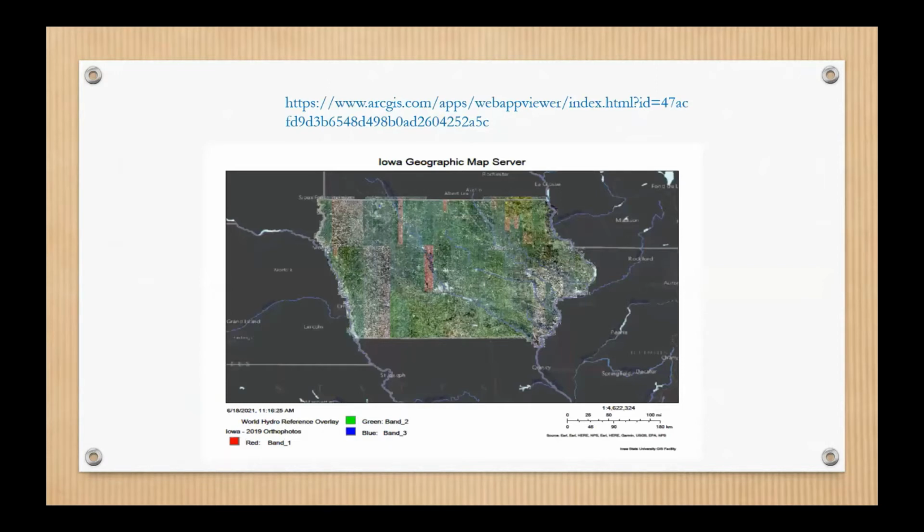I wanted to point out that I use the Iowa Geographic Map Server a lot when I'm looking around for areas for potential oxbows. Anybody in the public, any landowner can access this. I have the link up there. Maybe these slides will be shared later, but you can also just Google Iowa Geographic Map Server and look at your own land or your area and see if you can see any oxbows from overhead.